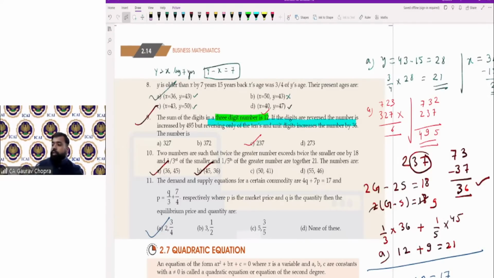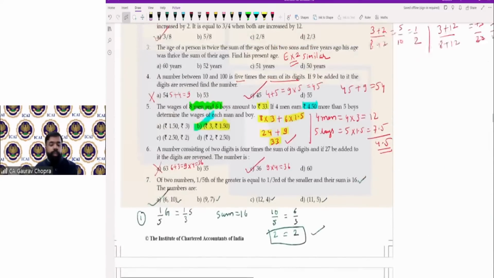Om Gupta says, thank you so much for the concept and full session. That's great. Then, yes, so I think we have covered each and everything today.